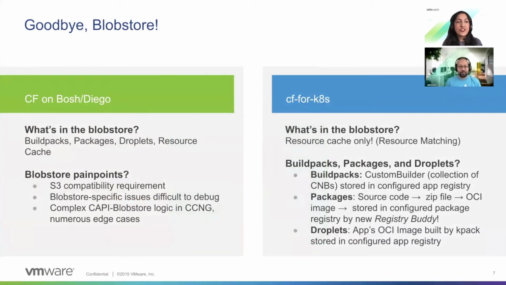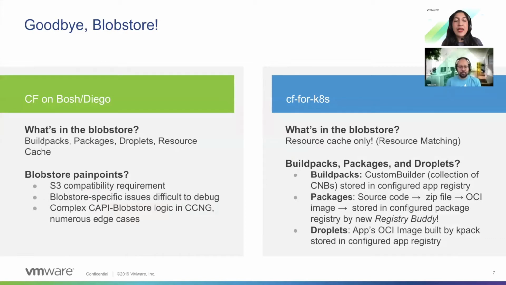And the final feature I'll talk about is the Blob Store. As you've noticed before, the Blob Store is definitely looking very different in the CF for K8s world. So let's dive into that a little bit. In the CF on BOSH and Diego world, what was in the Blob Store? Buildpacks, packages, droplets, as well as a resource cache, which is primarily used for resource matching.